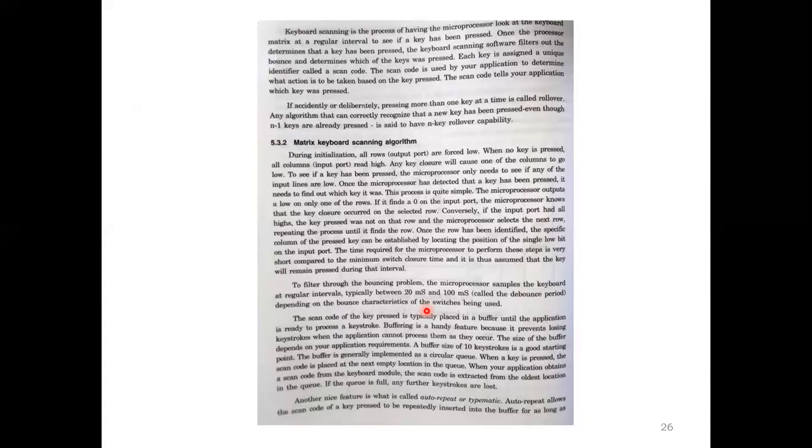Here they are using a buffer, which is generally implemented as a circular queue. When a key is pressed, the scan code is placed at the next empty location in the queue. When your application obtains a scan code from the keyboard module, the scan code is extracted from the oldest location in the queue. If the queue is full, any further keystrokes are lost.